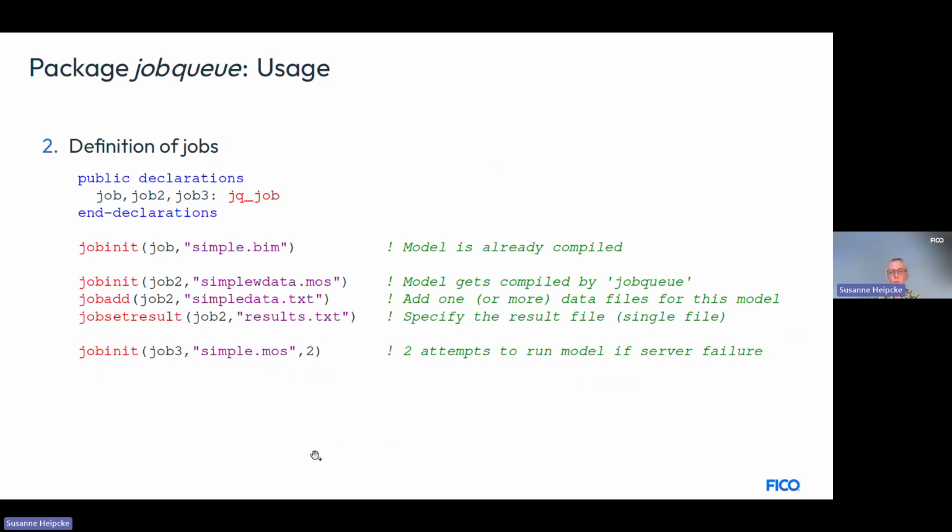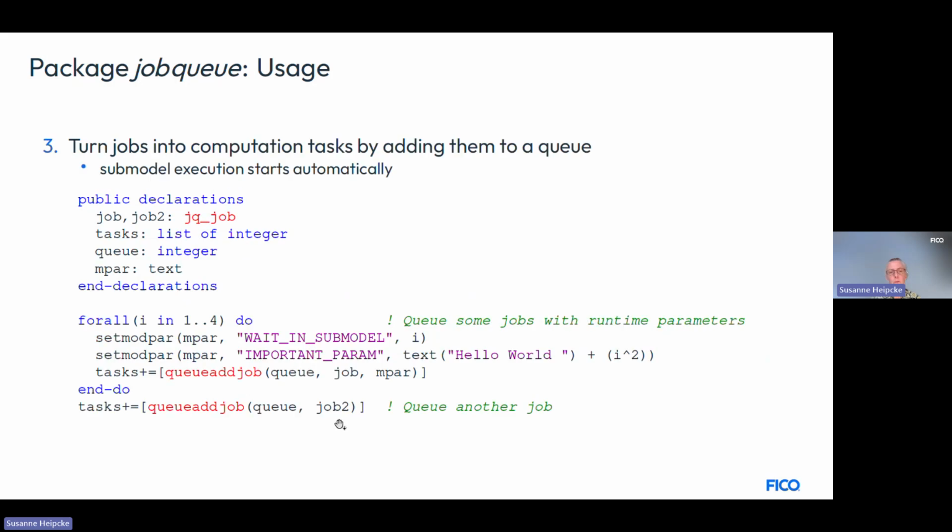Secondly, I'm defining my jobs. I can start a job by providing a BIM file. I can define a job as a Mosel file, and I might add data files, or here say I want to retrieve a result file with this. And I have a third job, which is just a model. But here I'm saying, well, I want to do 2 attempts if for some reason the execution fails the first time. Now, I'm starting jobs by assigning them to an instance.